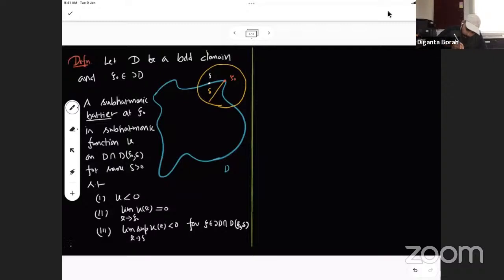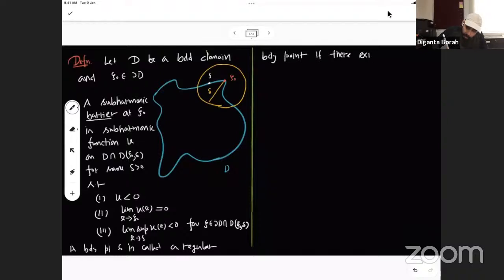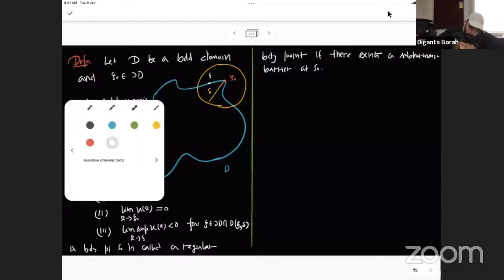And a boundary point zeta naught is called a regular boundary point, or regular point, if there exists a barrier at zeta naught. So whenever there exists a barrier at some boundary point, we call it a regular boundary point. Okay, so I'll give you some examples, but before that, a remark.